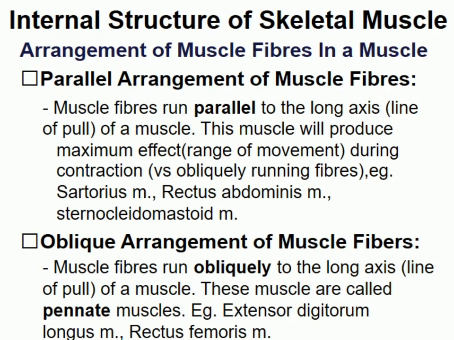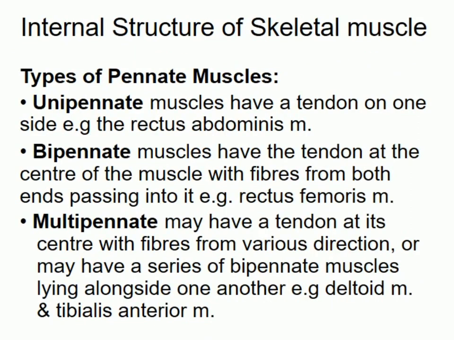So these muscles are pennate muscles. That is the generalized name, pennate muscles. And we have different categories of pennate muscles, as we shall discuss in the next slides. But examples are the extensor digitorum longus muscle and the rectus femoris muscle. The letter M at the end of the name means muscle, just the abbreviation. So we have the types of pennate muscles.